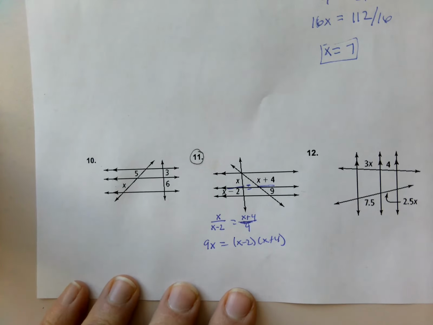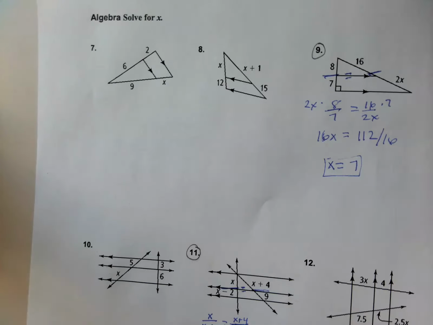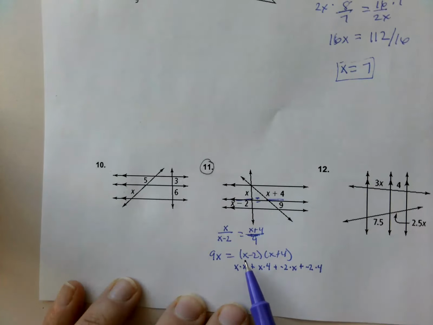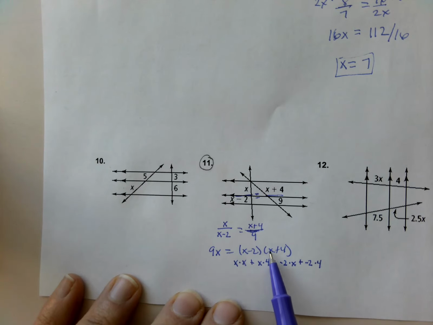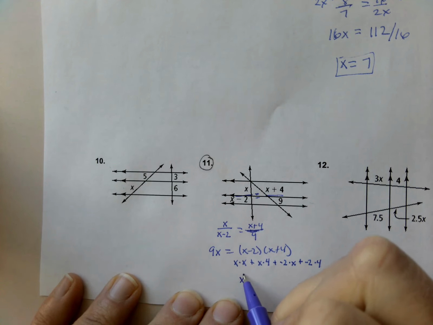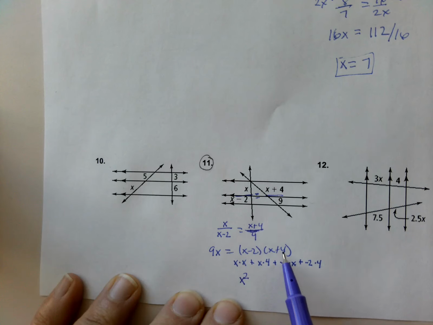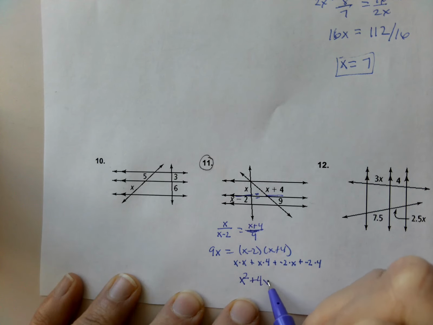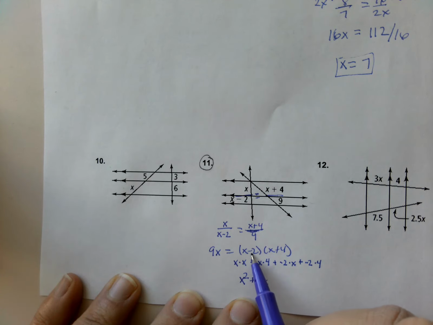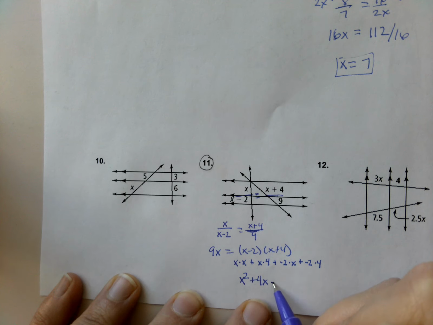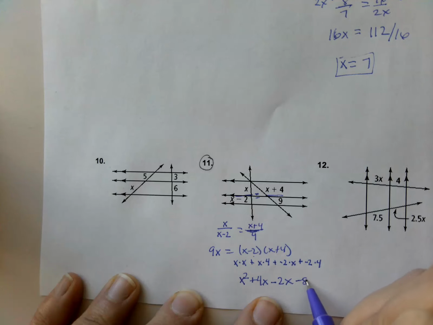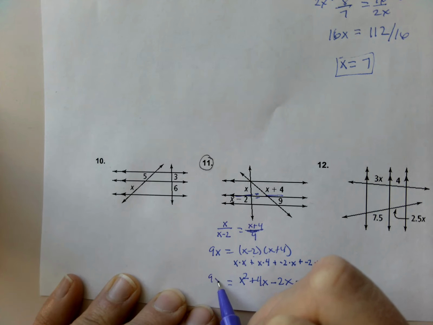So again, my four numbers that I have here are my first two. So that my first two are x times x. So that would give me x squared. Then I have x times 4. That gives me 4x. Now I have negative 2 times x. That would give me a negative 2x. Negative 2 times 4 would give me a negative 8. And I still have this 9x here.